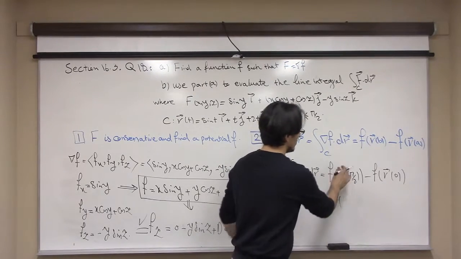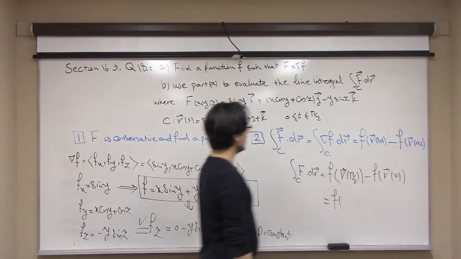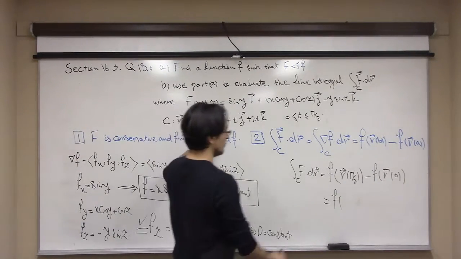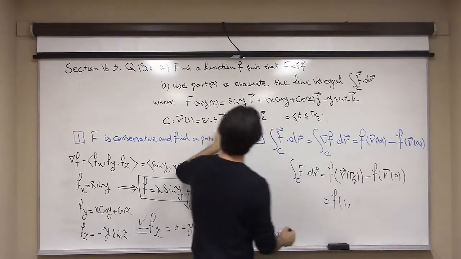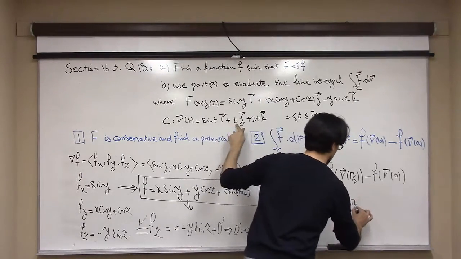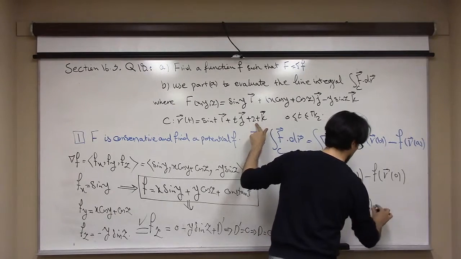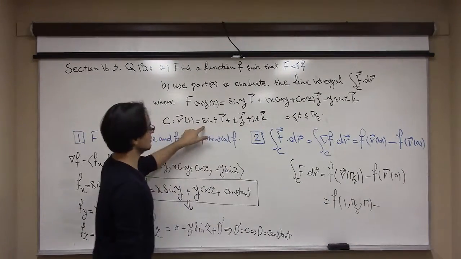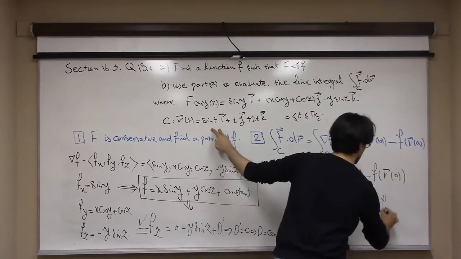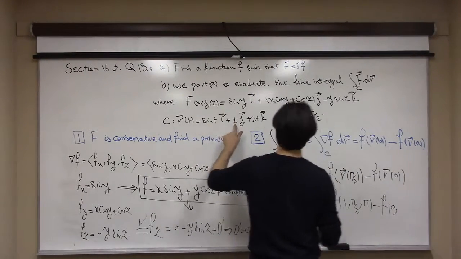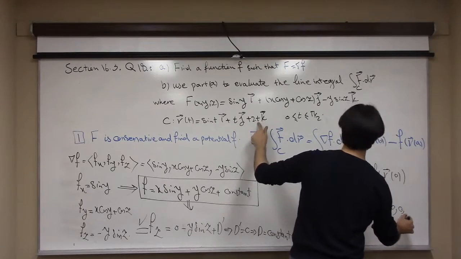So let's see what that is. r of pi over 2 means I have to plug in pi over 2 here. First component, sine of pi over 2 is 1. Then t is pi over 2, and 2t, 2 times pi over 2, is pi. Minus, plug in 0 in this: sine 0 is 0, t at 0 is 0, and 2t at 0 is 0.